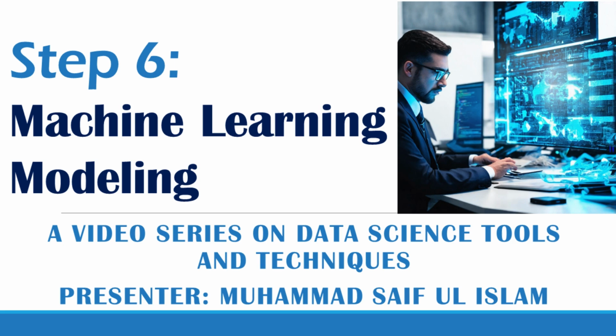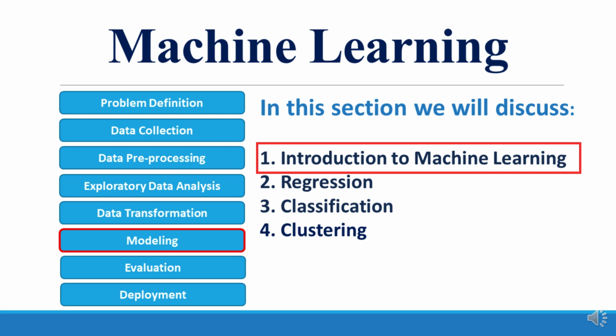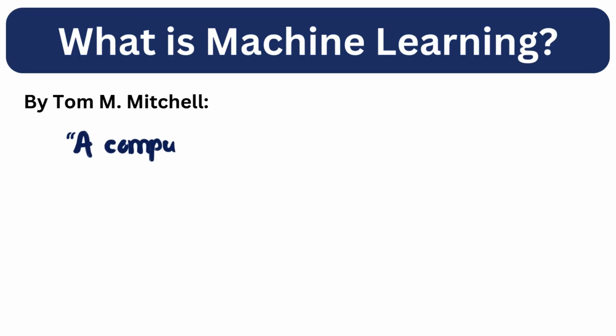Today we are going to start step number 6 of the data science process, that is machine learning modeling. In this session, we will learn what machine learning is and its types, and differentiate it from the traditional programming approach. In the coming lectures, we will explore different classification, regression and clustering algorithms. So what is machine learning?